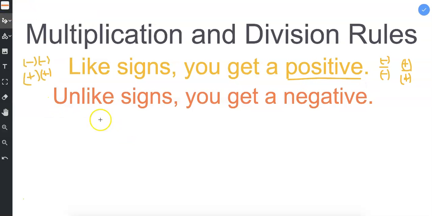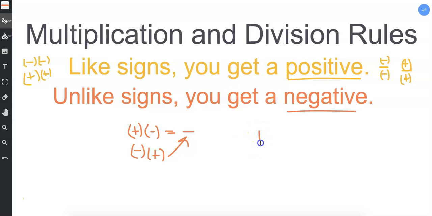Let's say instead the signs are unlike, meaning they're mixed. So let's say that you multiply a positive number times a negative number. In this case, you would get a negative result. A negative number multiplied by a positive number would also be a negative result. A positive divided by a negative would give you a negative, and a negative divided by a positive would also give you a negative. So this should help us to complete our quizzes.